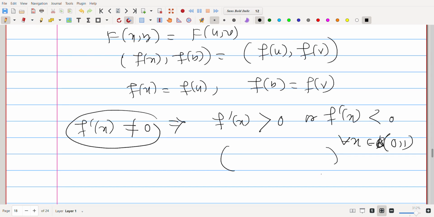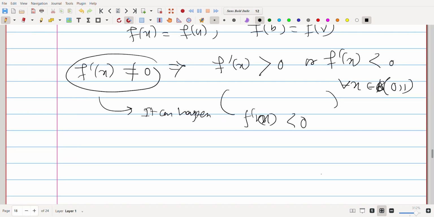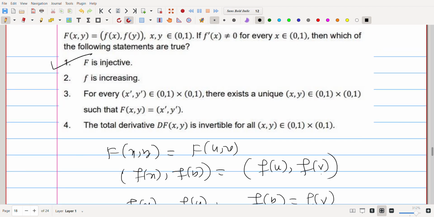But the second one is false, because here it may happen that f'(x) is strictly less than 0. We have given the condition that f'(x) is not equal to 0, so it can happen that f'(x) is strictly less than 0. In particular, since the map is from [0,1] to [0,1], you can take f(x) equal to 1 minus x, right? So f'(x) is minus 1, which is less than 0, and f is decreasing. Hence the second one is false.